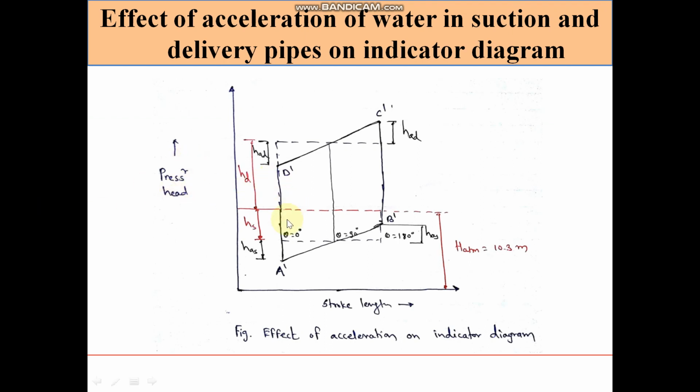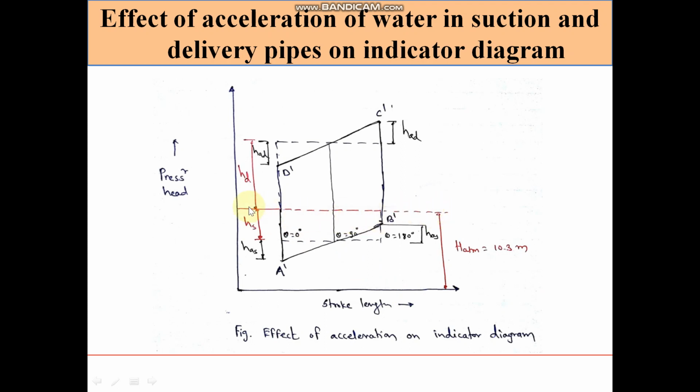So here the dotted line represents the ideal indicator diagram of the reciprocating pump, wherein the variation of acceleration of water is not considered. So here previously the point A, this is point B, C and D. This dotted line represents ideal indicator diagram, wherein AB is suction stroke and CD is the delivery stroke, and these two lines are parallel to the stroke length.